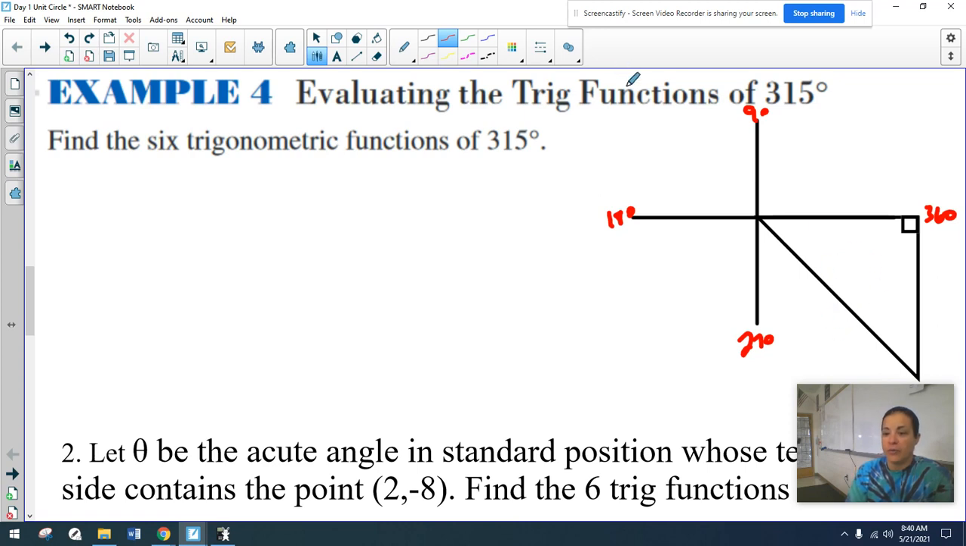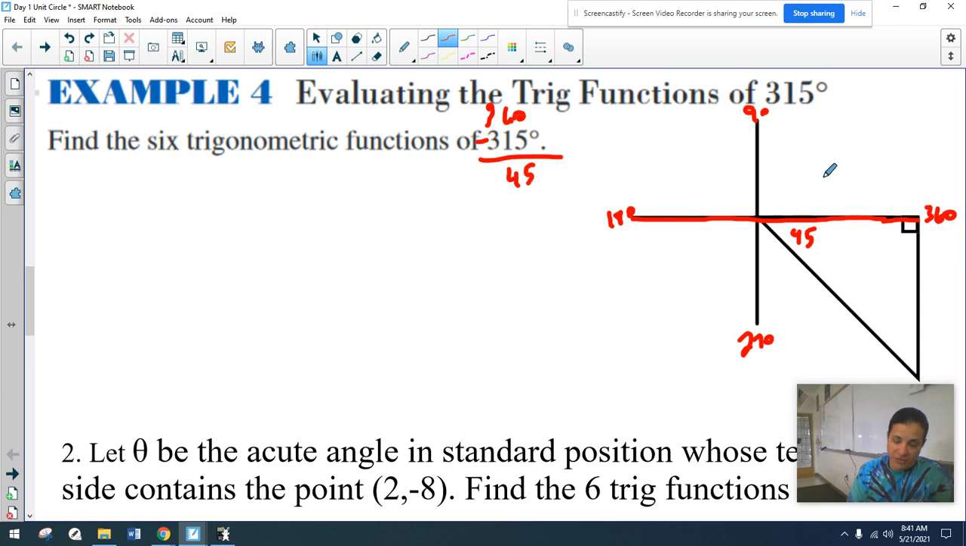Now, what we're going to learn tomorrow is you always want to go from the x-axis. So you never want to find an angle going off of the 90 or the 270. 100% of the time, you want to find an angle going off the 180 or the 360 line, okay? And since 315, if you subtract it from 360, that's going to give you 45. So that just shows me that it's 45 degrees away from the 360. So this is a 45, 45, 90. 45 is going to be your theta that we'll be using.